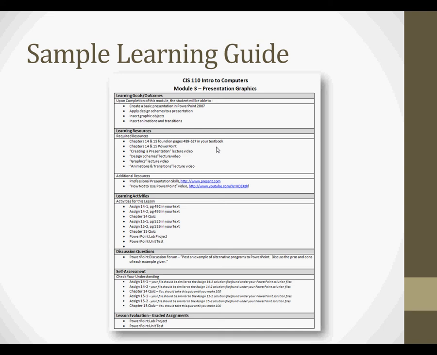Under the required resources, I use their textbook as a reference. I've given them a PowerPoint presentation, and then I have 4 lecture videos that I want them to go through, and those are my required items. And additionally, I give them a website for presentation skills, and a video on YouTube, how not to use PowerPoint. Under the learning activities, I list explicitly all of those things I want them to complete. You'll notice that this includes graded and self-assessment items.